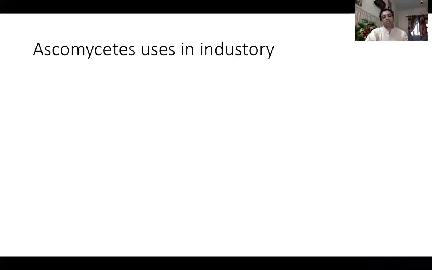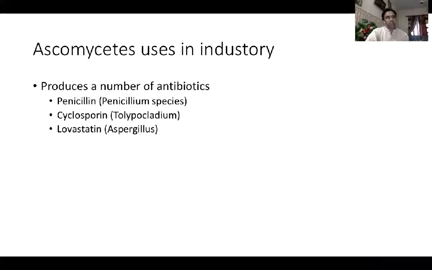Then the Ascomycetes are used in industry. For example, a number of Ascomycetes have been used to produce different types of antibiotics. Some examples are penicillin, produced by Penicillium species. Then cyclosporine, that's been produced by Tolypocladium species. And then lovastatin, that's produced by Aspergillus species.